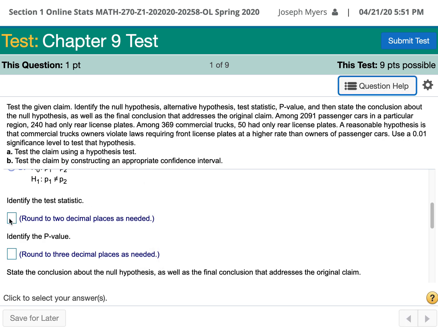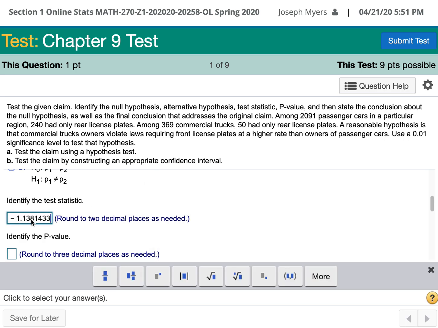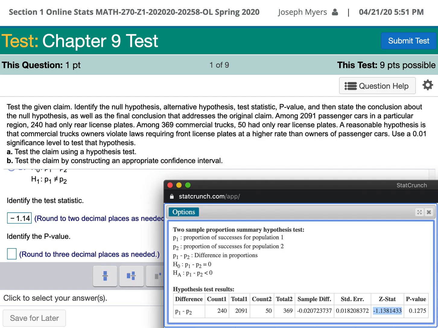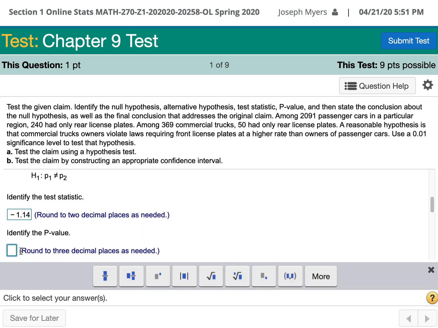So I'm going to copy that, round it off to 2 decimal places, so the 3 becomes a 4. Then the p-value is right here. So the 3rd decimal place is 7, that rounds up to an 8.